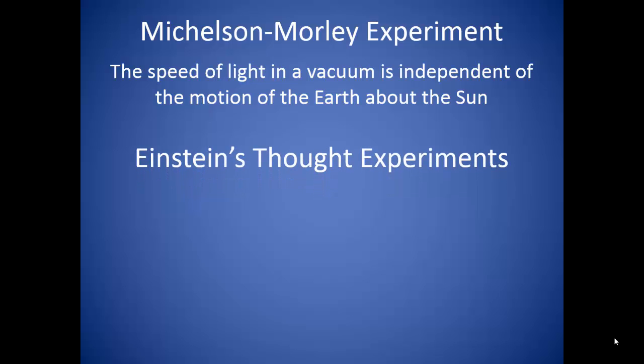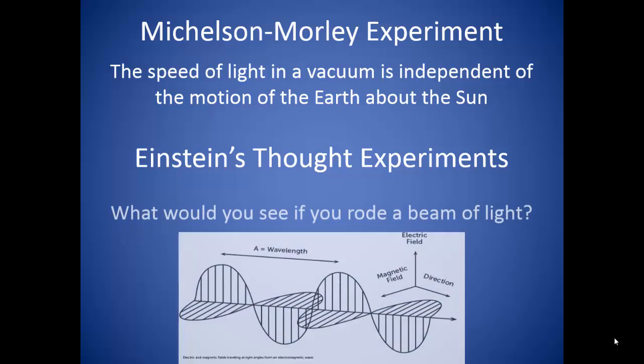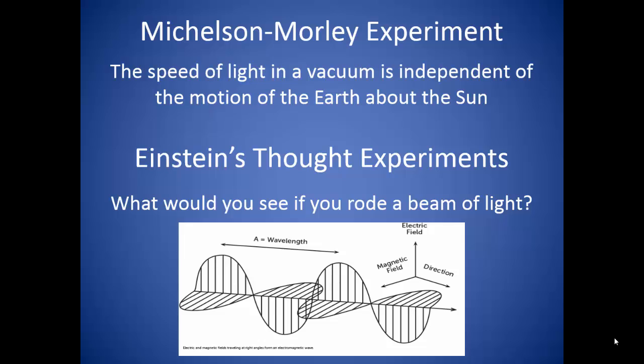In 1905, Einstein conducted a series of thought experiments that really became the basis for his theories of relativity. One of his thoughts was: what would happen if you were actually riding a beam of light? Basically, if you were moving along a beam of light, you would see alternating electric fields and magnetic fields that would be at rest with respect to time.